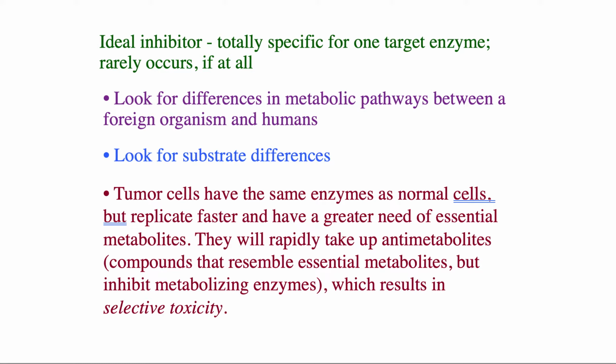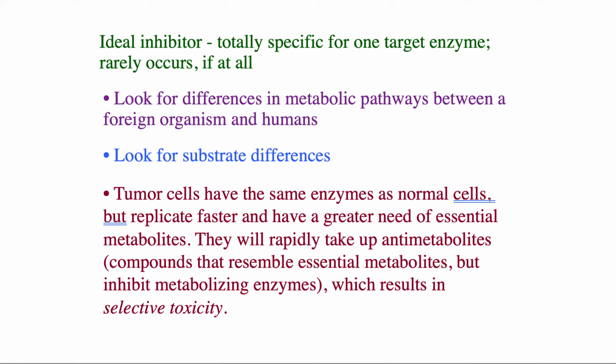So these are three different techniques now. Looking at differences in metabolic pathways between a foreign organism and humans is saying, okay, let's say this bacteria that causes pneumonia makes a cell wall that's different from anything any of the human body cells make. So if we could inhibit an enzyme that makes that bacterial cell wall, we might be able to kill that bacteria and not kill any human cells.